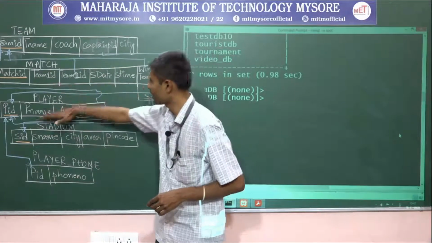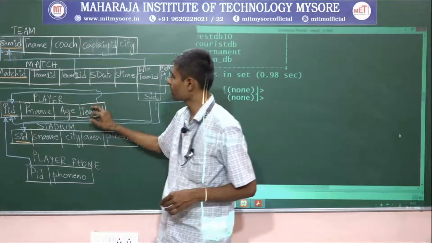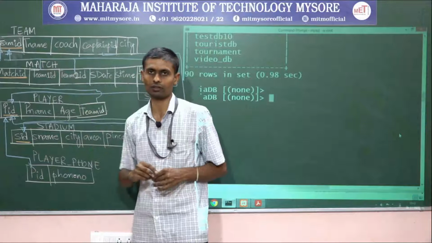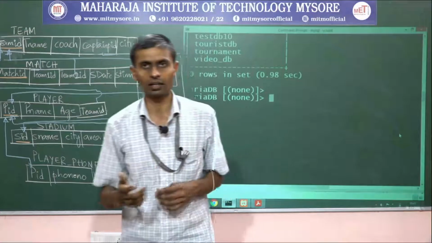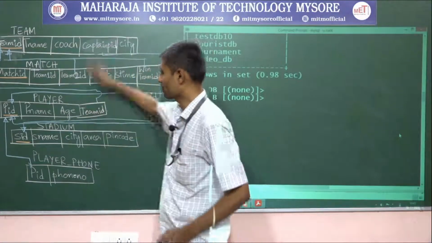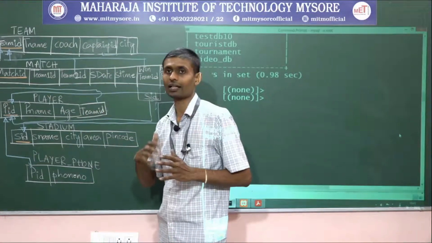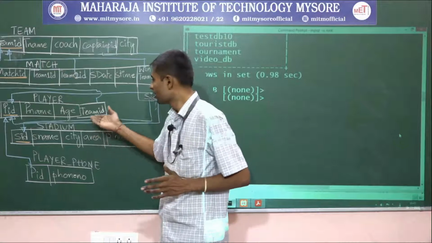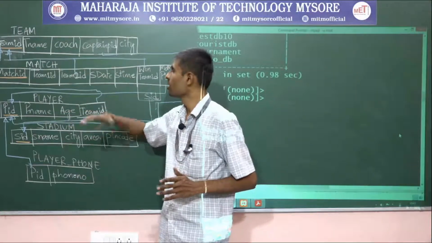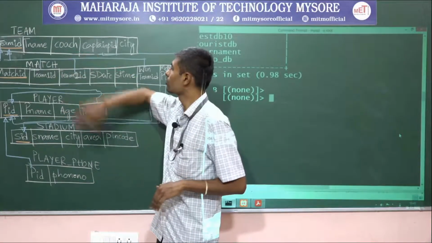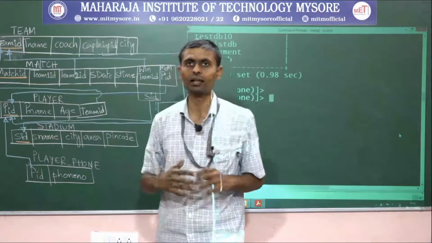Then for match, can I go with player ID? It requires team ID to be made a foreign key, so it requires the team table to be created first. Since the team and the player tables are interdependent on one another, I can create any one of the tables and later attach the foreign key constraint. Suppose I create the player table first, or the team table first, then after creating a player, we'll make this captain PID a foreign key, right?